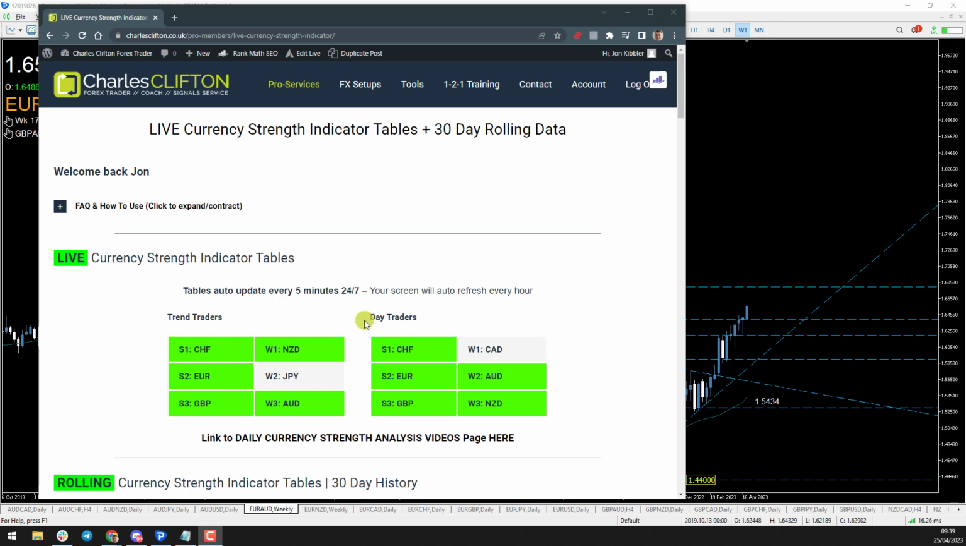Here you can see we have our tables in front of us. We have two types of tables: the trend traders table and the day traders table. These are showing us the same studies but just highlighting different time frames. Some of the currencies here are highlighted in green. That means there's a confluence between those time frames, and that's where we'll be focusing our attention in these videos.